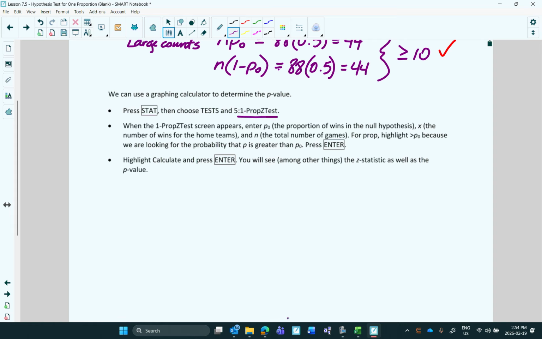And you're going to be asked for the following. Okay, so we are going to do a 1-PropZTest. This is the do phase.